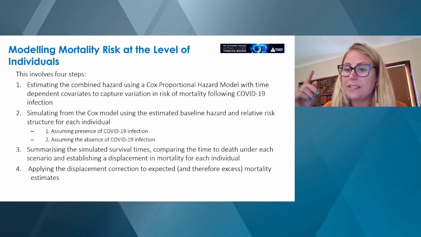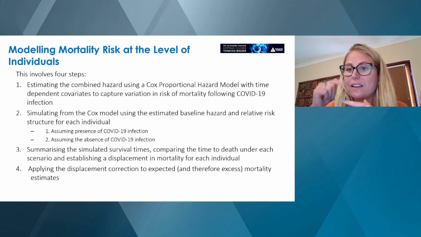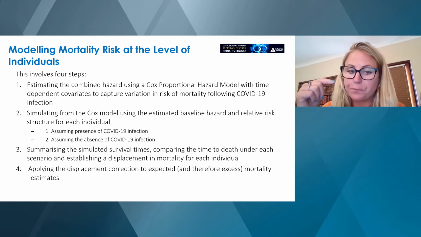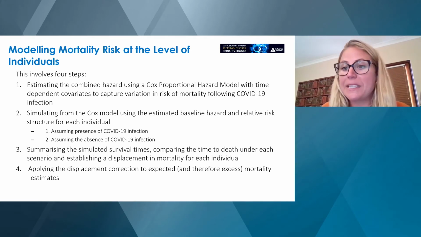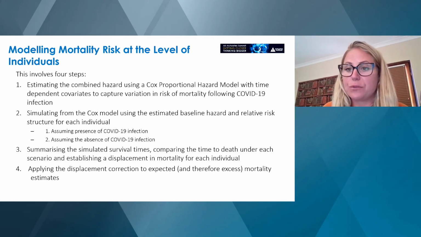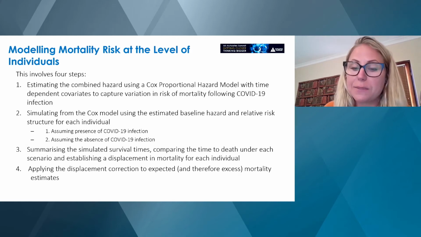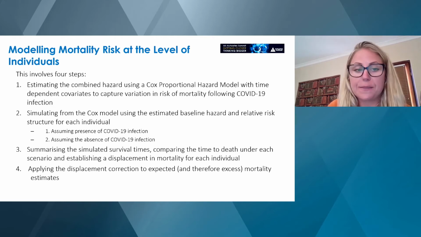We then summarise each individual's median survival time and compare the difference between the survival in the simulation with COVID and survival without COVID. And that results in a displacement of mortality for each individual. And then the final step is to apply this displacement correction to the expected deaths and therefore the excess deaths for those estimates.